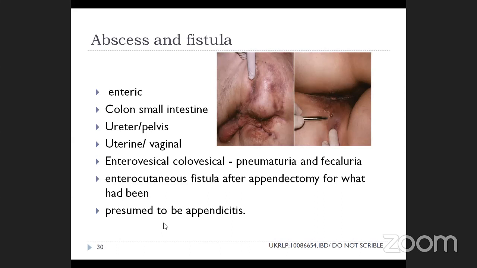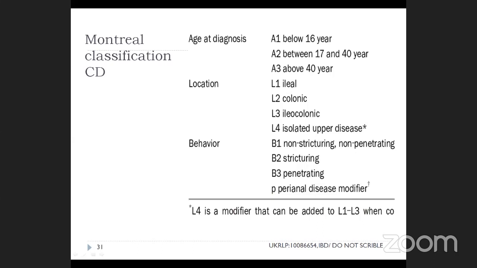So how are chronic Crohn's disease and ulcerative colitis classified? The Montreal classification of Crohn's disease includes three criteria: age at onset or diagnosis, the location of the Crohn's disease, and the behavior of the Crohn's disease. They have given numbers for the age of onset: A1, A2, A3, where A1 is below 16 years of age, A2 is 17 to 40, and A3 is more than 40. Depending upon the location of the Crohn's disease, they have given L1, L2, L3, L4: ileal, colonic, ileocolonic, and isolated upper disease.